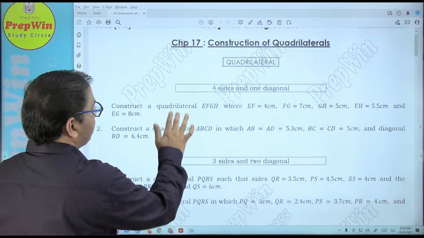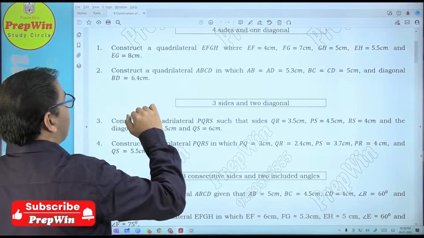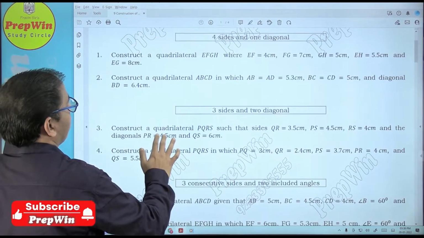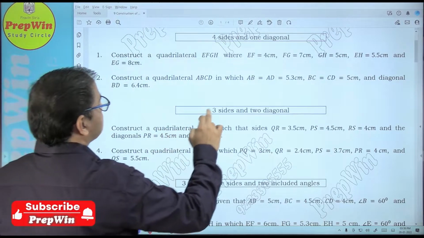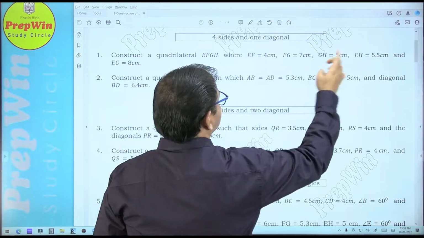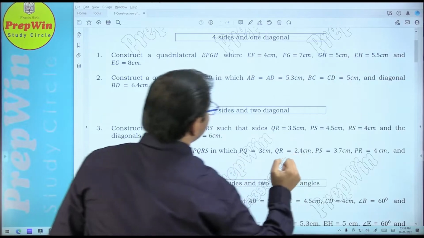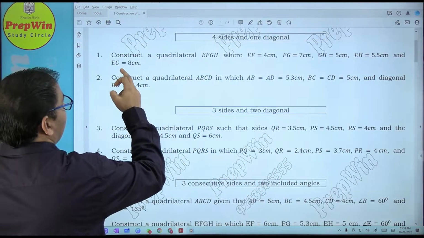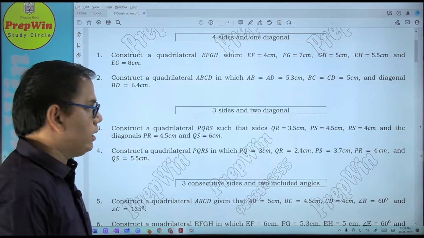Okay, fine. Can we start with sum number 1? So we are constructing a quadrilateral EFGH, whereby the 4 sides EF, FG, GH and EH are given as 4 centimeter, 7 centimeter, 5 centimeter, 5.5 centimeter, and one diagonal we have, that is EG, which is equal to 8 centimeter. Is it fine?